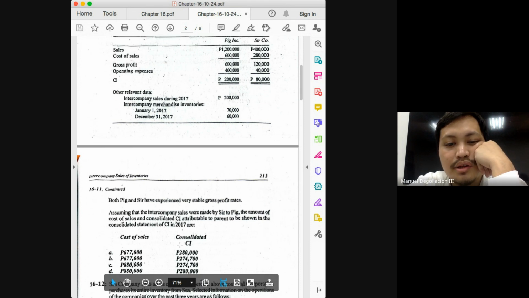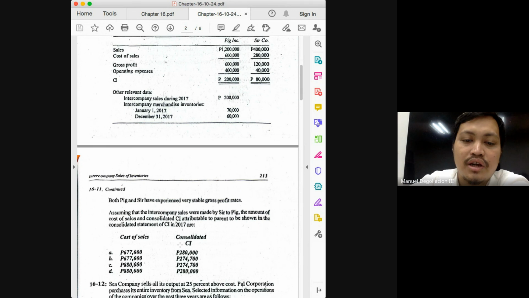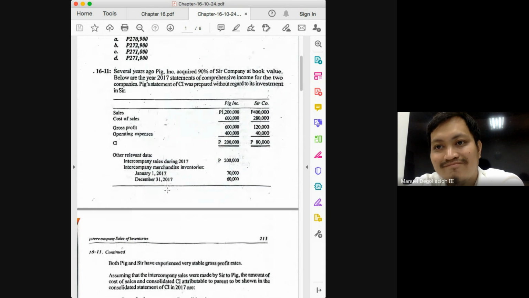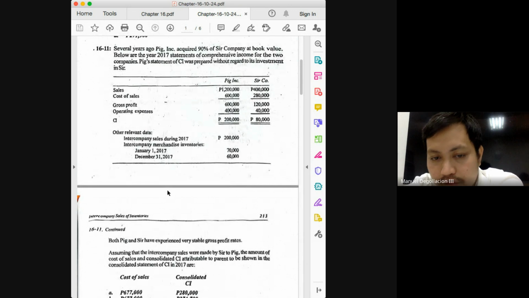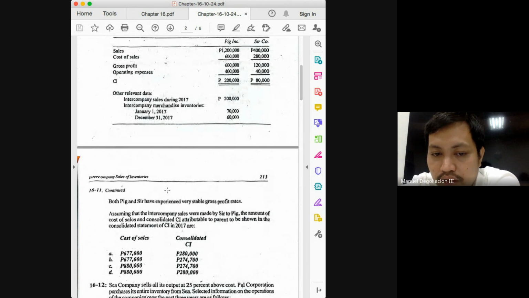Okay? But again, the answer is not 283 because what we are looking for is the income attributable to the parent. So what do we do? Deduct the share of the NCI. How do we get the share of the NCI? Multiply the NCI percentage with the adjusted income of the subsidiary. How much is the NCI percentage, class? 10%. Multiply it with 83,000. The NCI share in the income of the subsidiary is 8,300. Deduct 8,300 from 283. You would have 274,700. So the answer here is bravo.